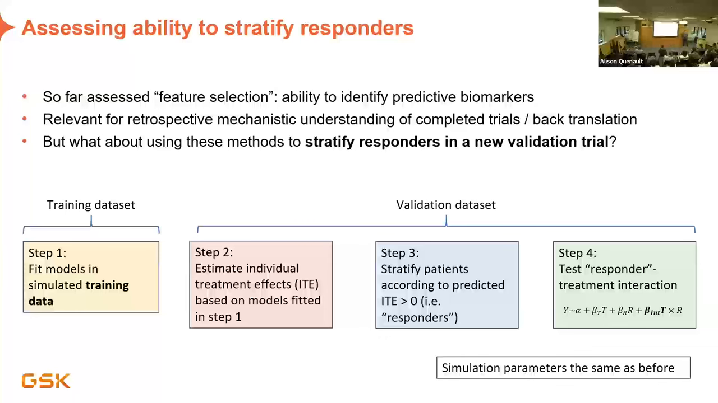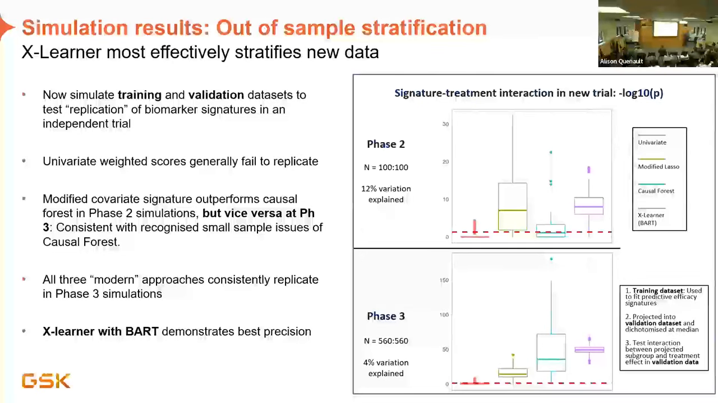So to recap that, we have one data set to train these predictors of treatment effect. And then we have a second data set where we stratify on that predicted treatment effect and test the interaction between the stratification and the treatment. I think I've made that sound more complicated than it actually is, but it's an independent assessment of the interaction of the signature trained by these models. So in this plot, on the y-axis we have the minus log 10 p-value of the interaction test between this projected stratification and treatment in the independent validation trial.